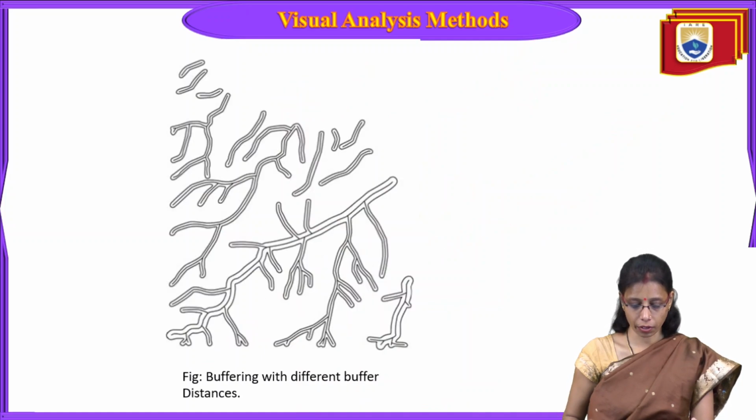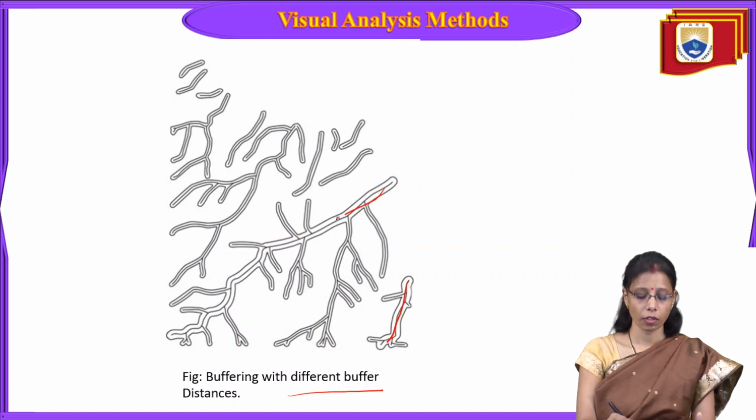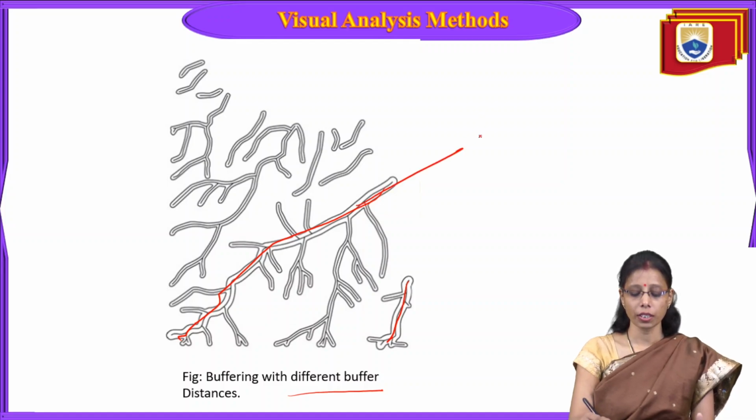So this is called buffering. Now here you can see buffering with different distances. Here you can see a small distance buffer, and this is a long distance buffer. As you create them, this can be 5 kilometers here, 5 kilometers here. This is a buffer zone.